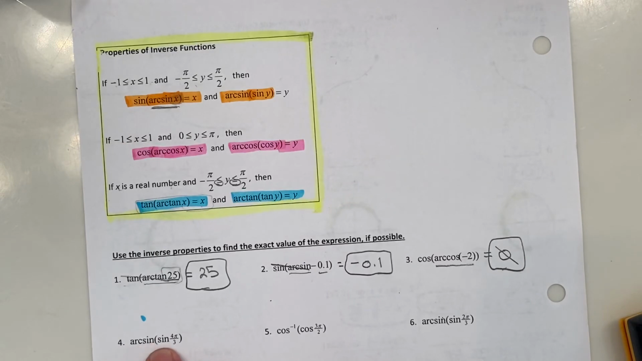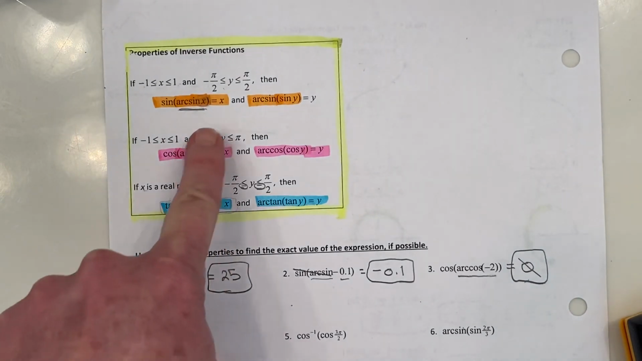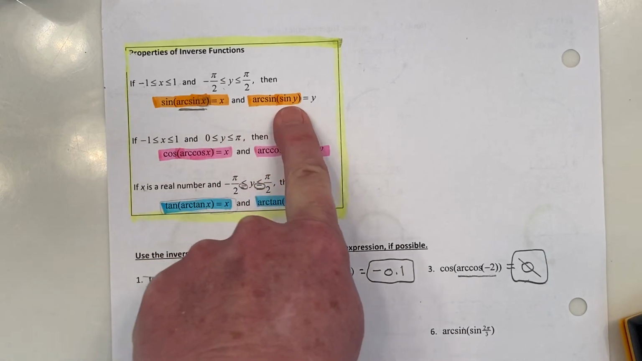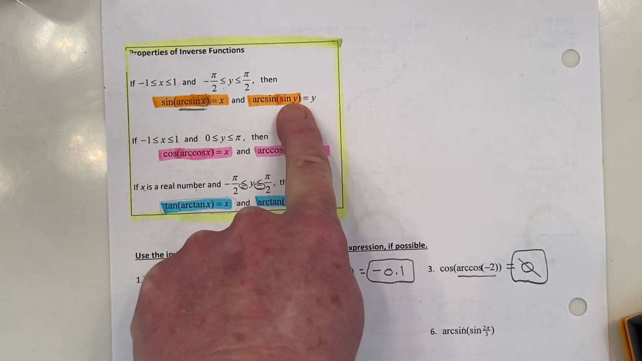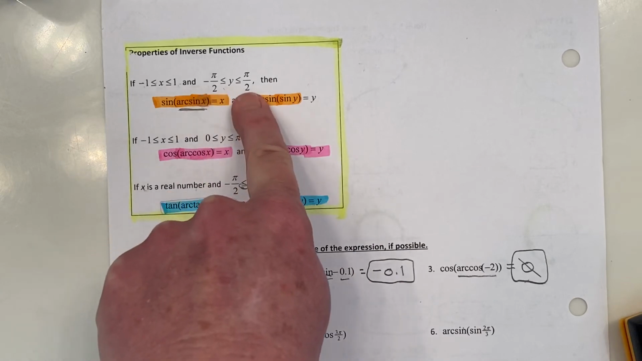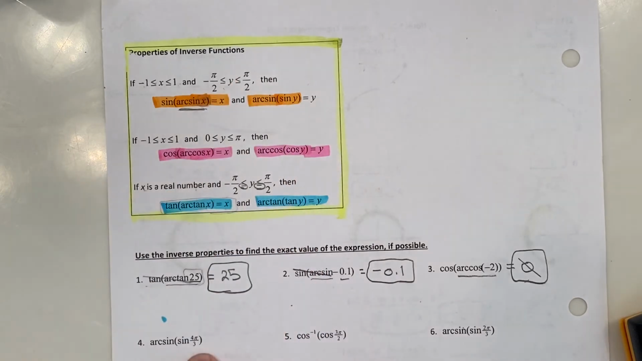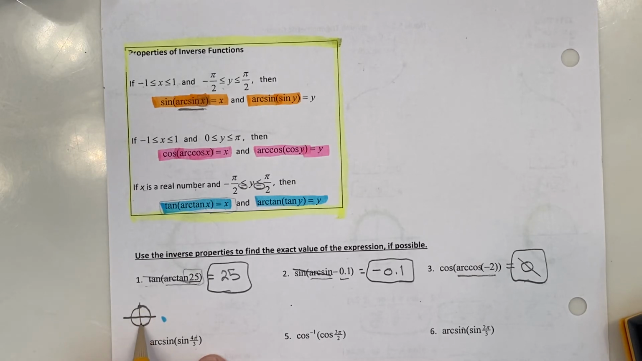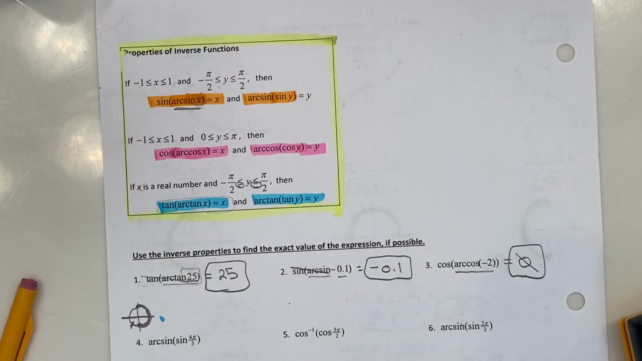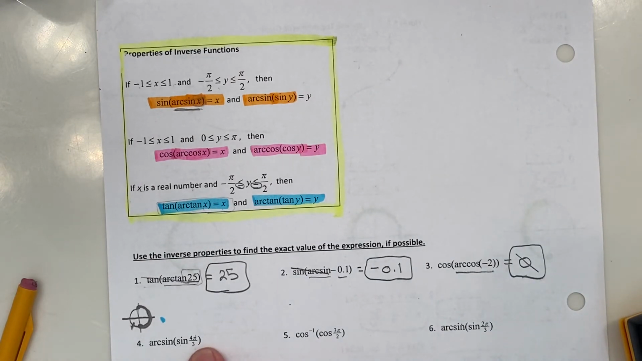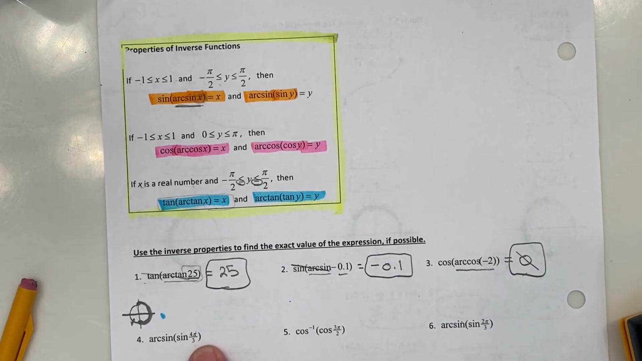Okay, arc sine of sine of 4 pi over 3. So let's come up here to this first one. All right, it says sine of y. The answer is y as long as this y is between -pi over 2 and +pi over 2. So 4 pi over 3 is not between -pi over 2 and +pi over 2. So remember, arc sine is this, quadrants 1 and 4. Well, where is 4 pi over 3? Well, 4 pi over 3 is down here. Okay, so my answer cannot be 4 pi over 3. My answer has to be something different.